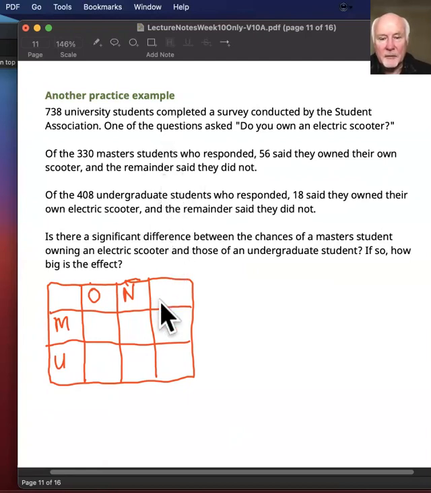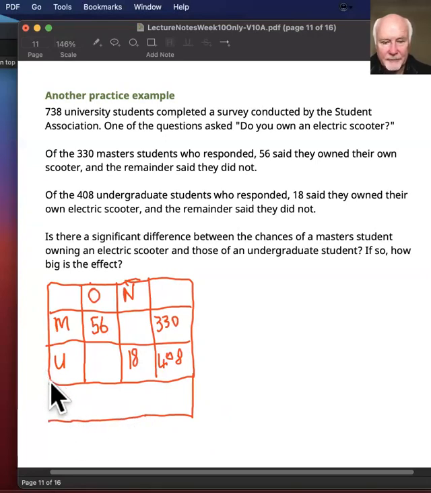So what do we know? We know there were 330 master's students, and we know there were 408 undergraduates. And we know there were 56 successes with the masters, so 56 master's students had a scooter, and 18 undergraduates. I'm going to need another row on my very shaky looking table here.